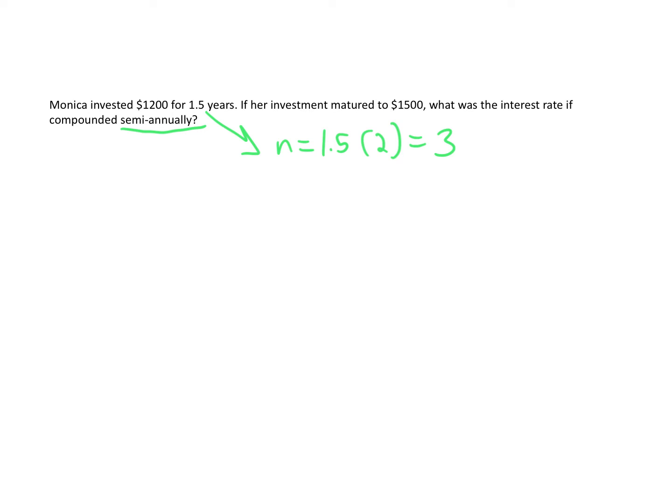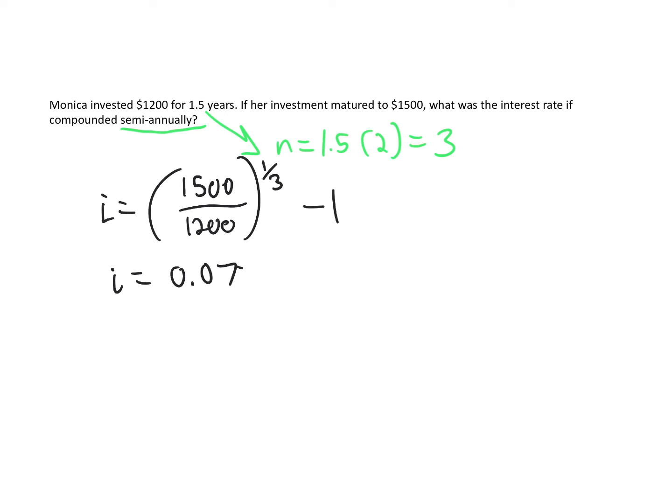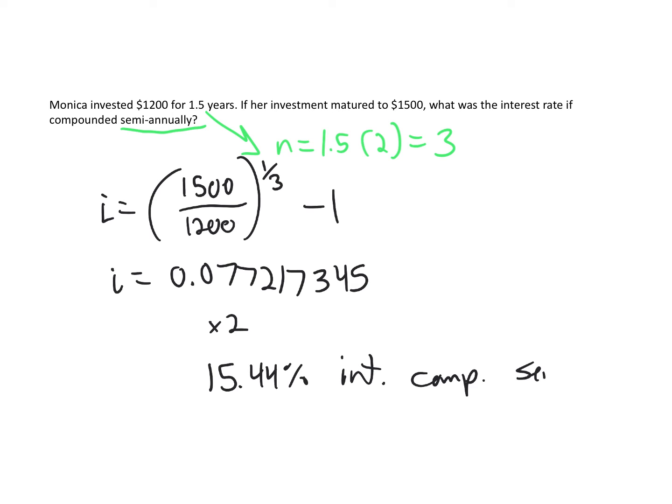Now we can calculate I, which will be the future value over the present value to the power of 1 over 3, 1 over n, minus 1. And we get I equals 0.077217345. And this time, that is the semi-annual rate, so we times by 2 to get the nominal rate. So our answer is 15.44% interest compounded semi-annually. And that'll be your final answer.